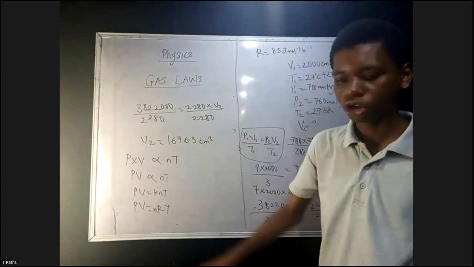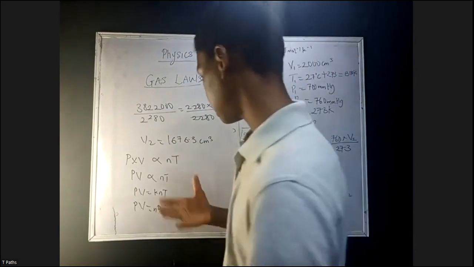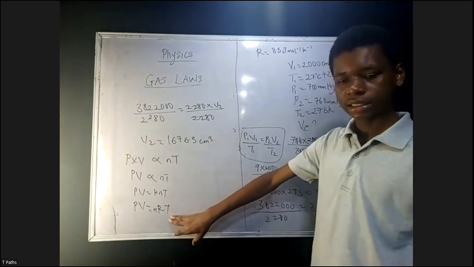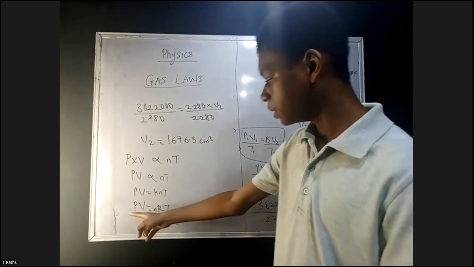While this N here is the number of moles of the gas. Number of moles can be 1 mole, 2 moles of the gas, 6 moles, 1.5 moles. So N is number of moles. T is the absolute temperature. While my V here is the volume of the gas, and P is the pressure of the gas.